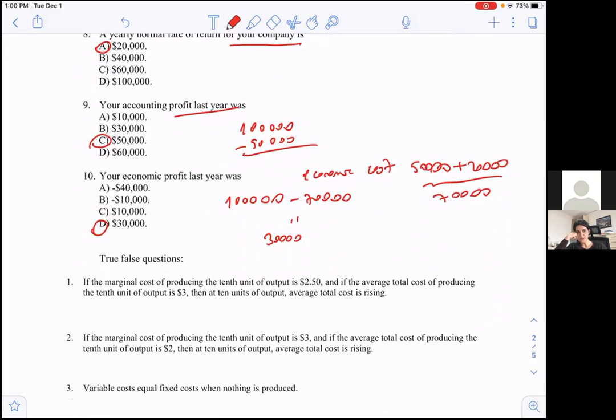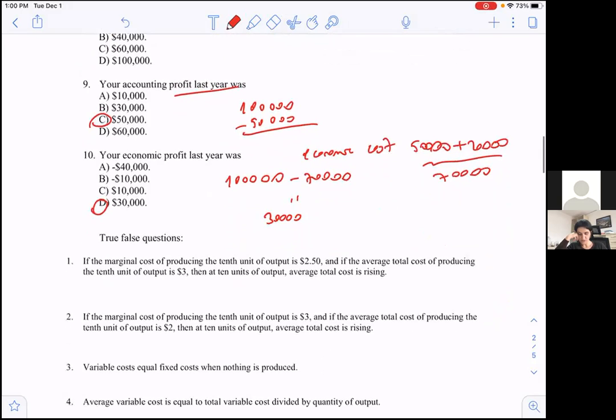Okay, now true-false questions. If the marginal cost of producing the 10th unit of output is 2.5, and the average total cost of producing the 10th unit of output is $3, then at 10 units of output, average total cost is rising.